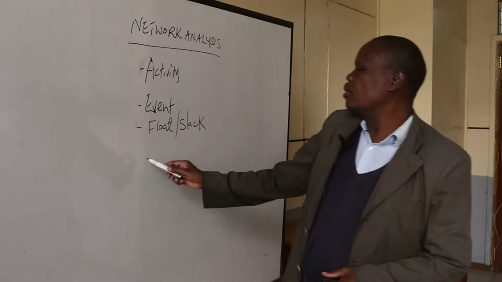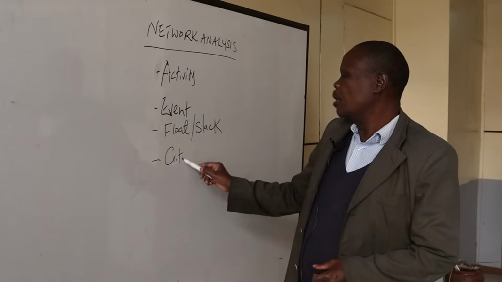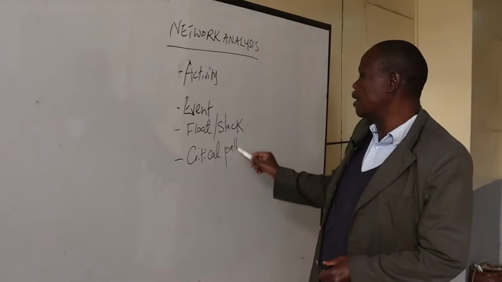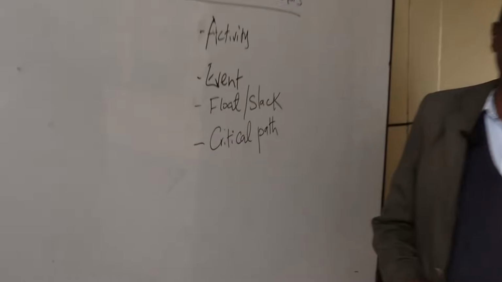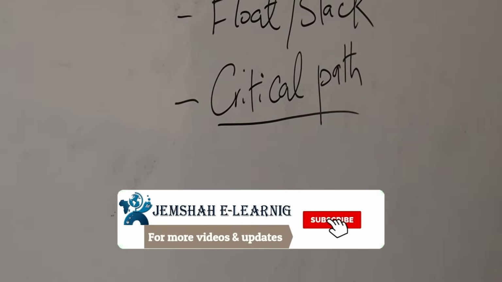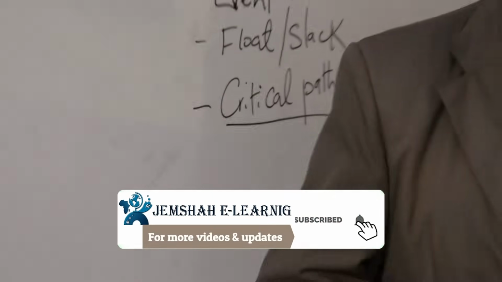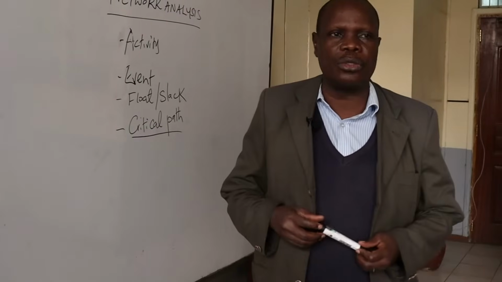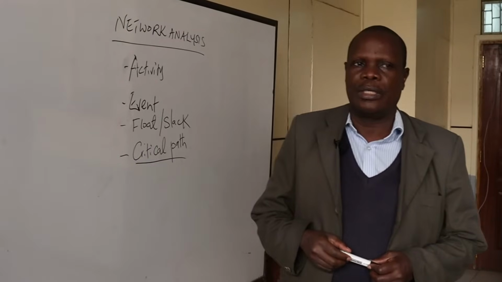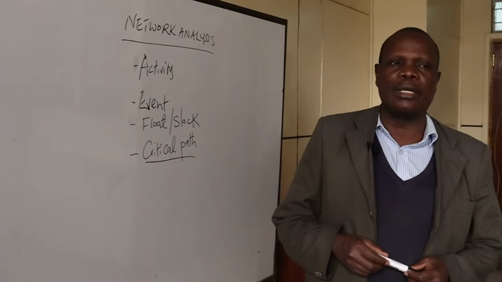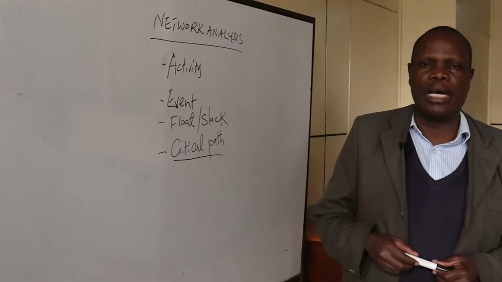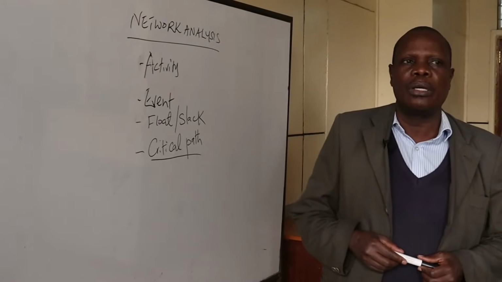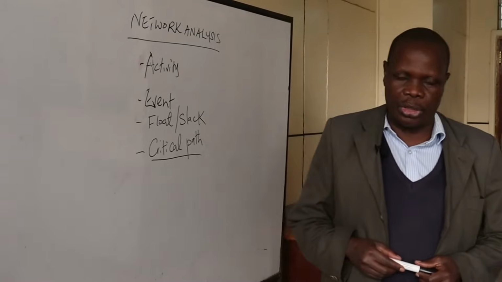Now, the other terminology which is very much essential, and we'll go to the extent of determining it in a project, is the critical path. Critical path is defined as the path which contains sequence of activities and events which determine the total project duration. It is the longest path in a network and consumes more time and resources. So critical path will determine the total project duration.